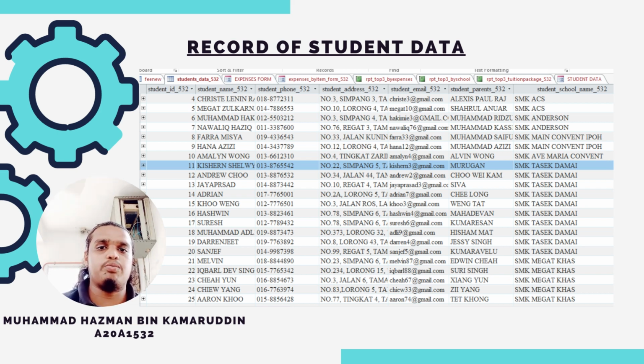First, I'm going to present question number 1, that is recording and retrieving the student data. This form is used to see the number of students and the names of the students that are studying in the Aisha Tuition Center. This form includes 8 data fields: student name, student ID, address, phone number, email, parent's name, school name, and finally the registration.